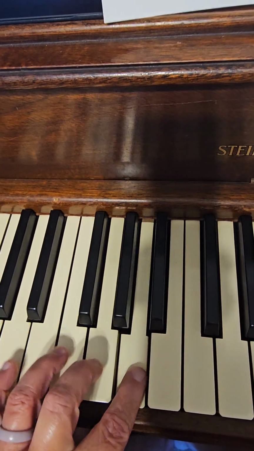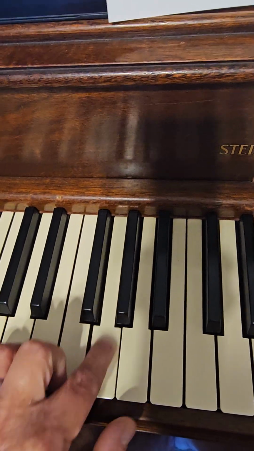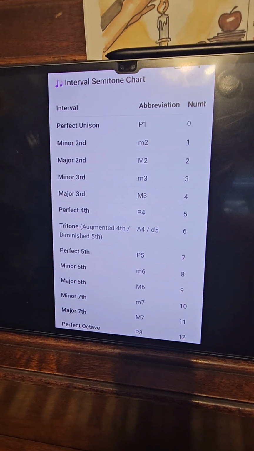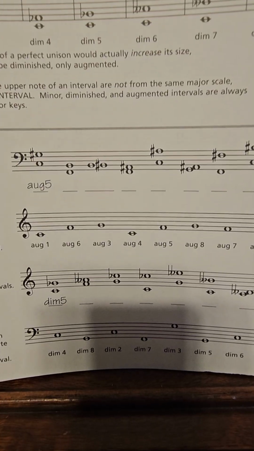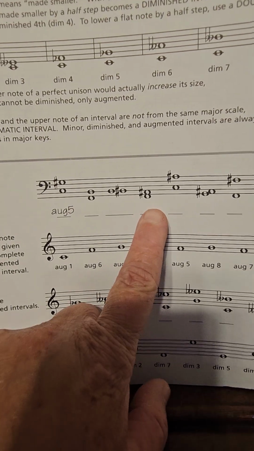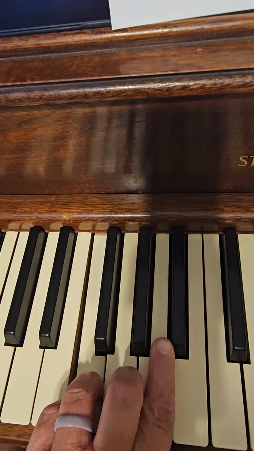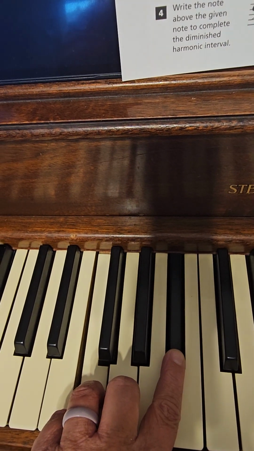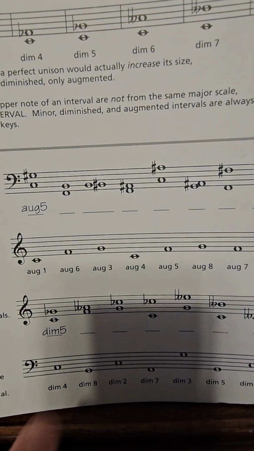1, 2, 3, 4 makes a what? It makes a major third. Oh! But we have an A sharp right here. So if we have an A sharp, that makes a what? An augmented third. Augmented third.